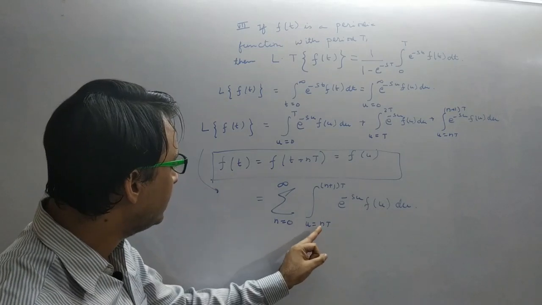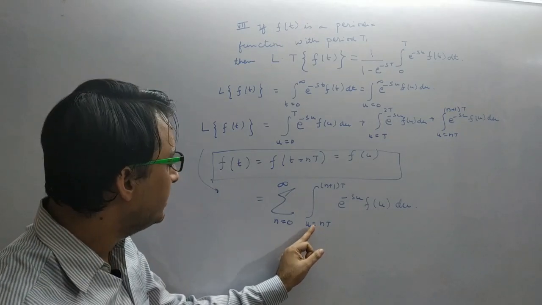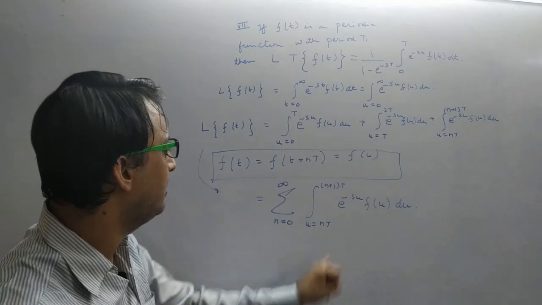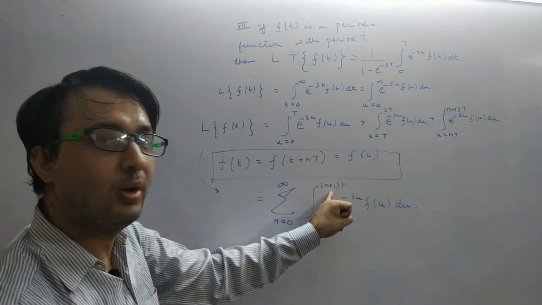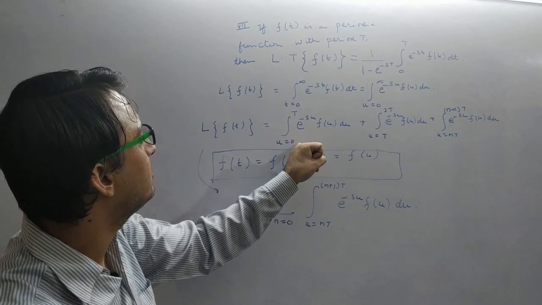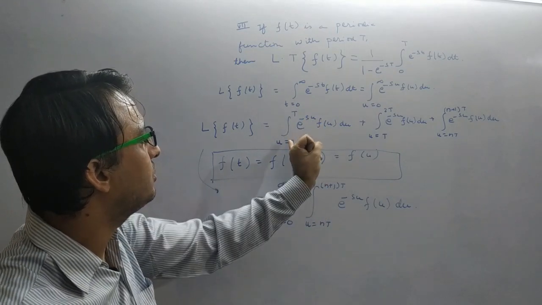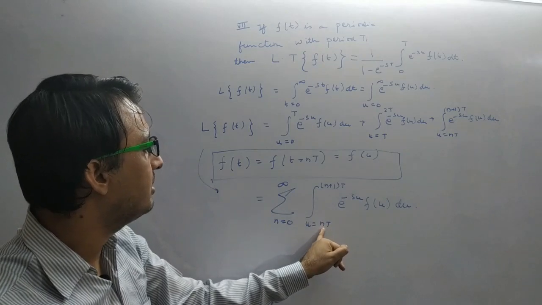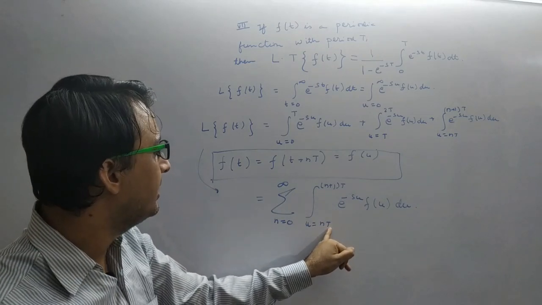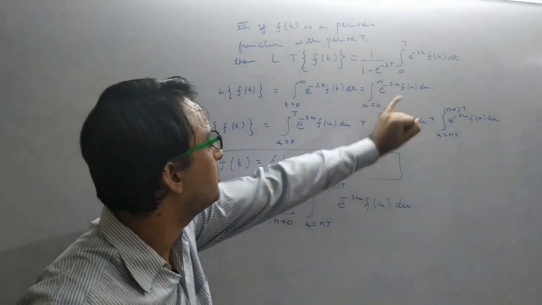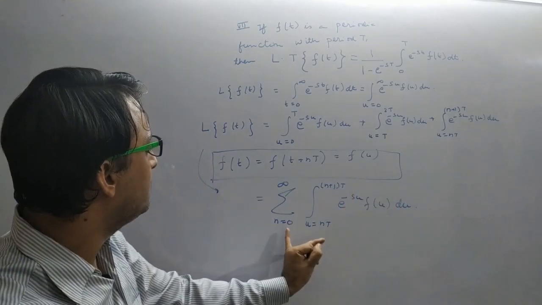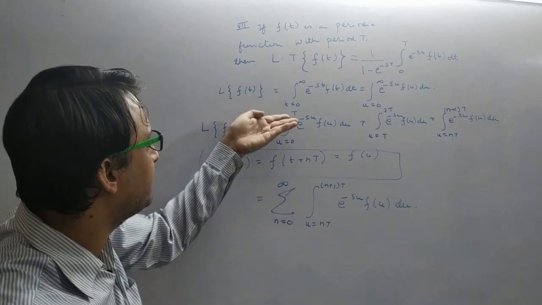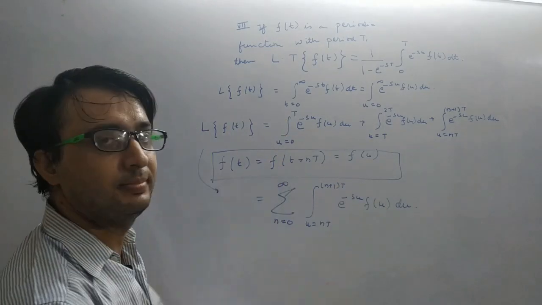If we put n is equal to 0 in this integral, this becomes u is equal to 0 to 0 plus 1, that is T. So u is equal to 0 to T. This is the first one. Then if we put n is equal to 1 over here, this becomes u is equal to T to 2T. Similarly, it goes from 0 to infinity till the last. So we have used the summation because we are adding it up.